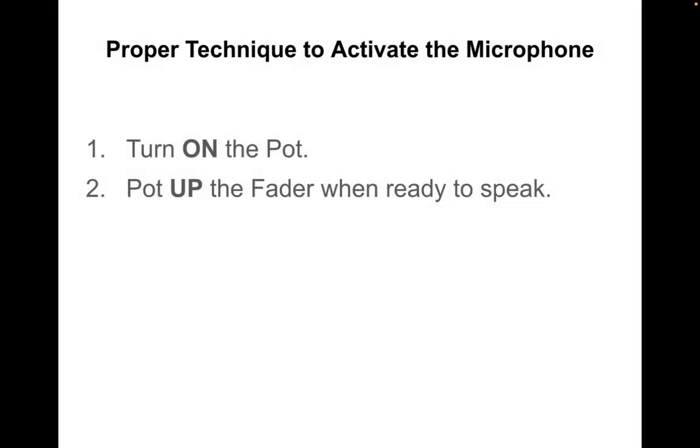Again, we'll assume the microphone input is selected and the pot is in program, but this time you'll turn on the microphone first, which will also mute the monitors and activate the on air light outside the door, and then you will pot up the fader when you are ready to speak.